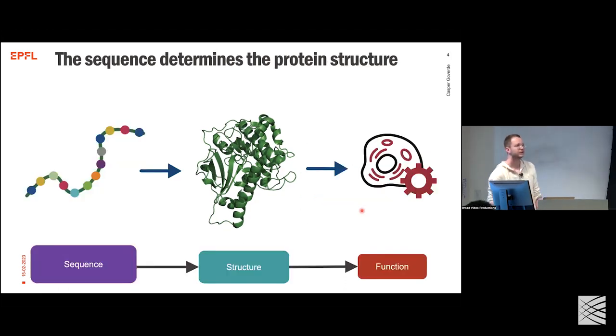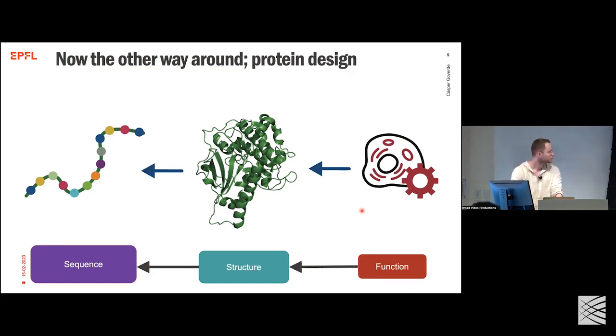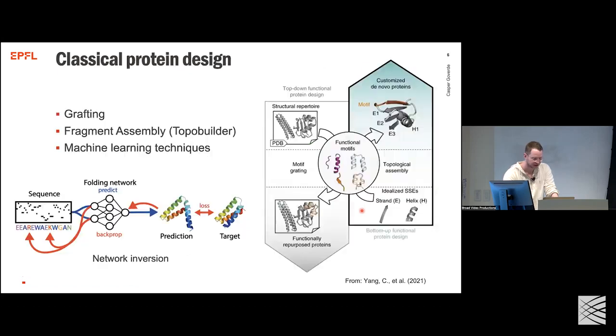So generally, we think of proteins in 3 different domains. We think of proteins in the sequence space, in the structure space, and in the function space. So the sequence determines the structure, and the structure determines the function. However, as a protein engineering lab, which we are, we're interested in going from function to structure back to sequence. So we want to go the other way around. Bruno already gave a good introduction this morning on how this would go traditionally. So just a quick recap.